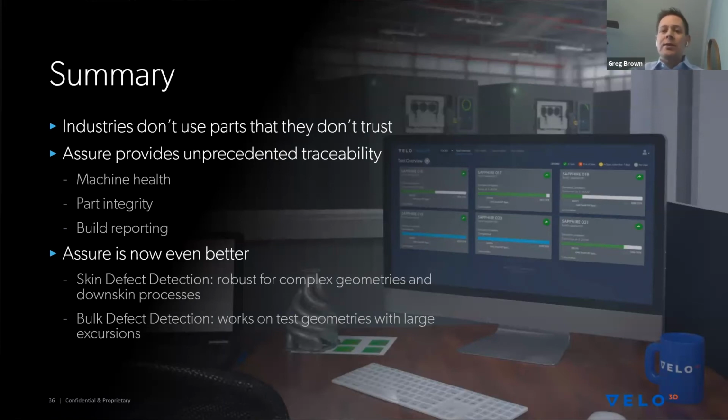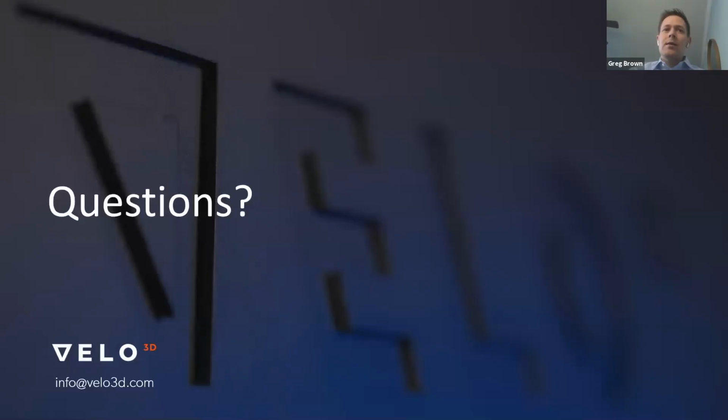Our bulk defect detection is still more of a work in progress. It can work on test geometries with large deviations, but really, like I said, it's all about further teasing out the signal from the noise and trying to improve these going forward. And so that's an active area that we're investing in going forward. And that's all I have for today. So open for any questions.